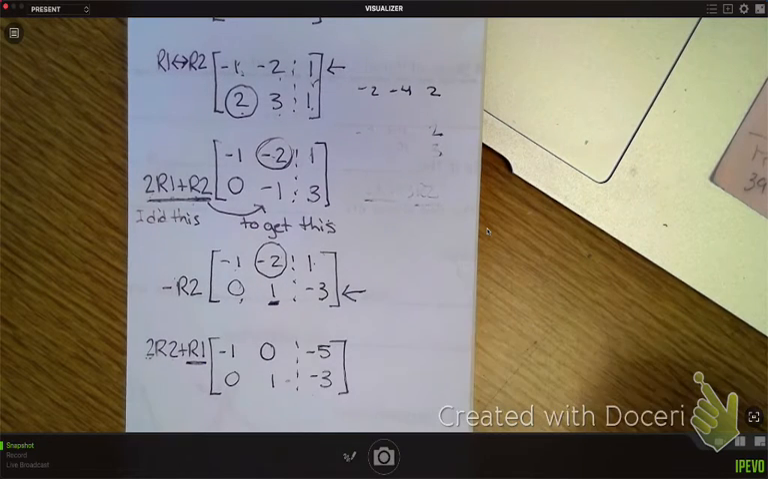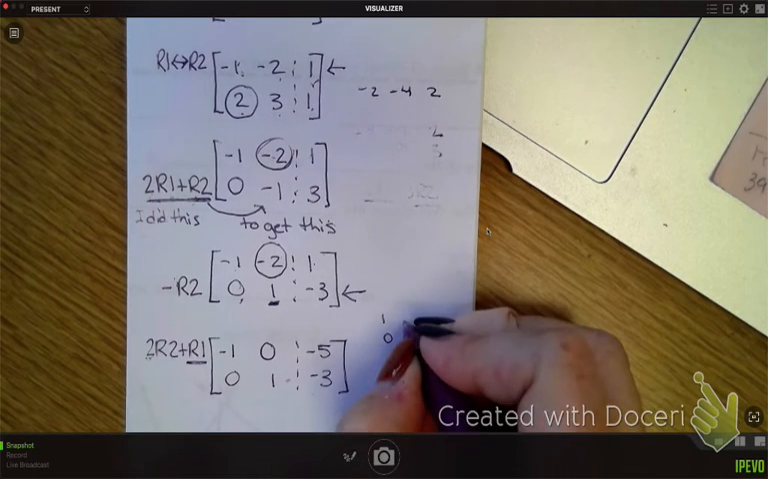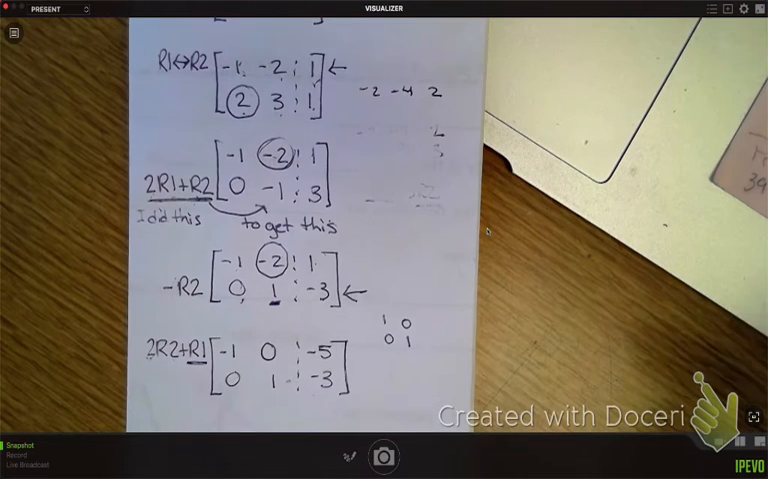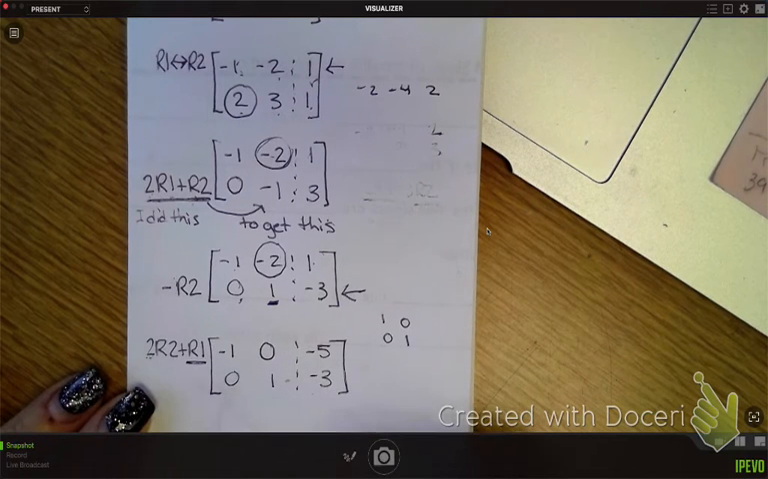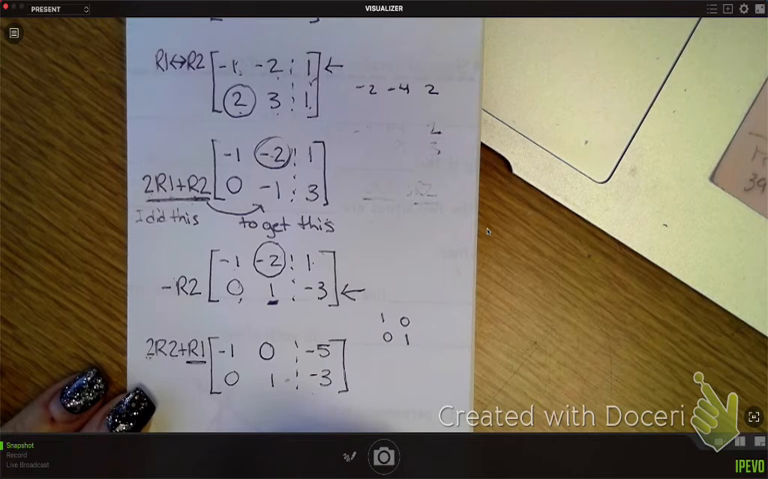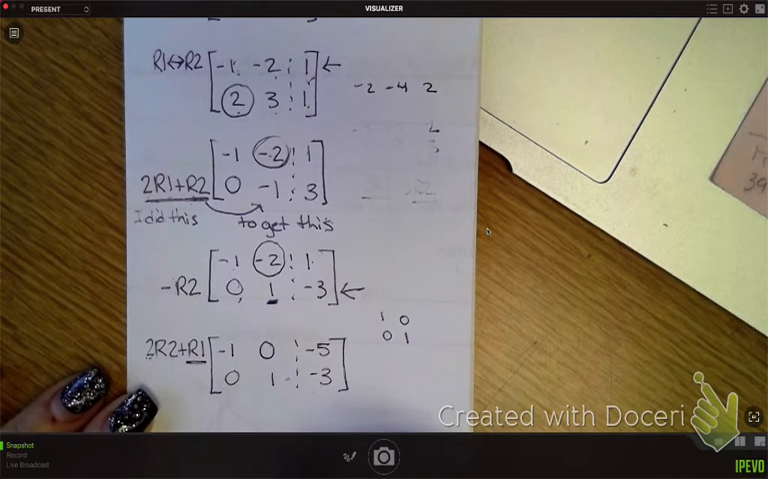So we are close to reduced row echelon form. What do we need to do now? Make the top one positive. How am I going to make the top one positive? Multiply it by negative. Negative R1. So 1, 0, 5.